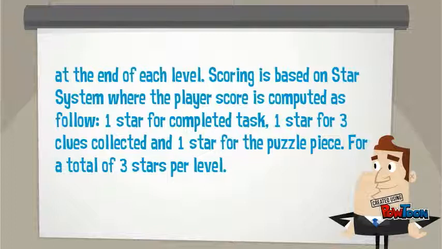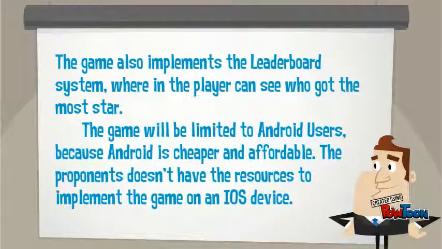Scoring is based on a star system, where the player's score is computed as follows: 1 star for the completed task, 1 star for 3 clues collected, and 1 star for the puzzle piece, for a total of 3 stars per level. The game also implements a leaderboard system, wherein the player can see who got the most stars.